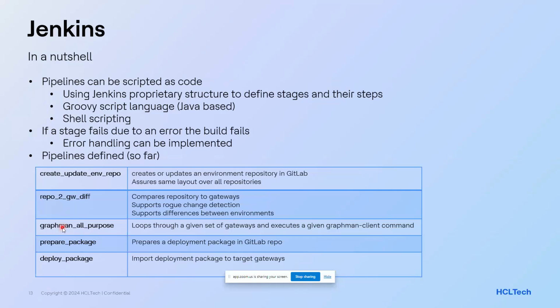We have implemented a pipeline called Graphman all-purpose that is helpful if you have a set of gateways and you're looking for the same kind of information. For example, I want a list of all JDBC connections of all gateways at once. So we have a pipeline for that as well. And we have the 2 deployment-related pipelines, prepare package and deploy package. Both are triggered by GitLab, while the first 3 are executed by the UI.